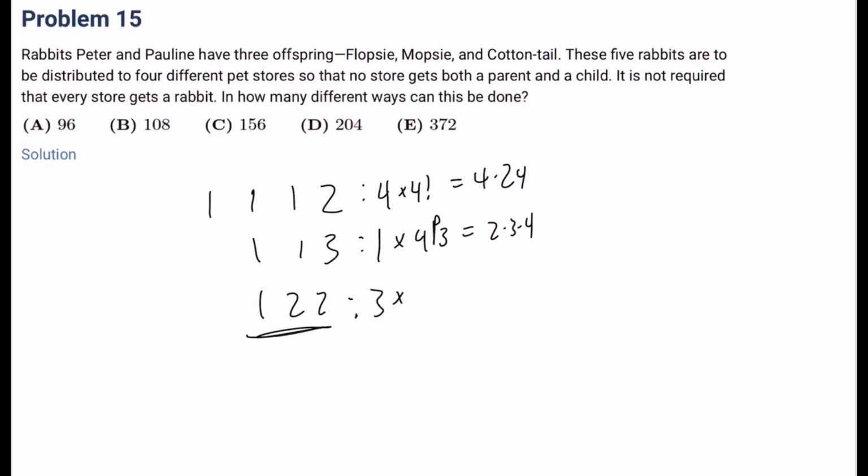Multiplied by, there's 3 groups, so it's 4P3. And lastly, we have 2 and 3, because we can have Peter and Pauline go, and Flopsy, Mopsy, and Cottontail go as 1. And so that's just one possibility.